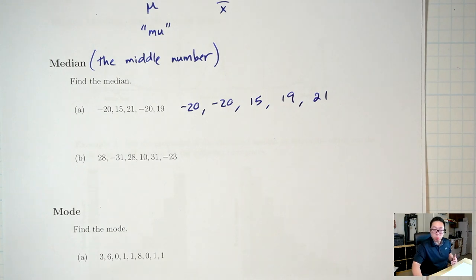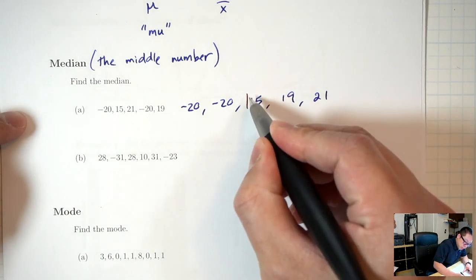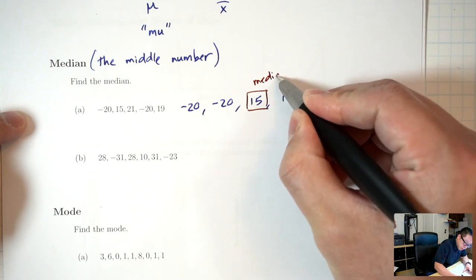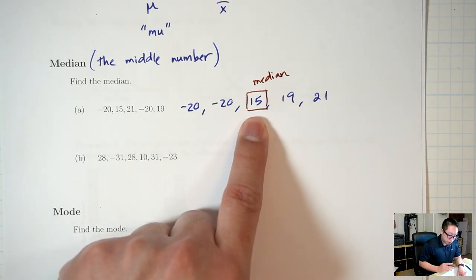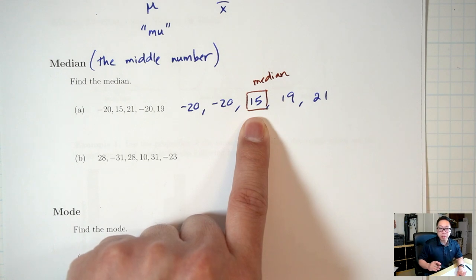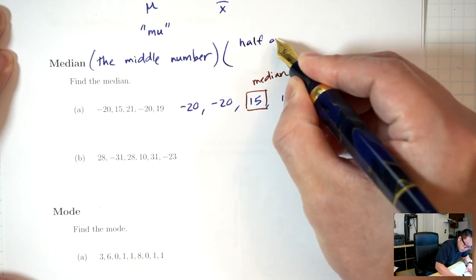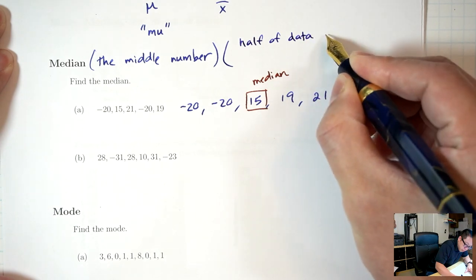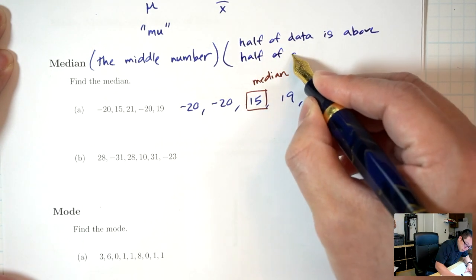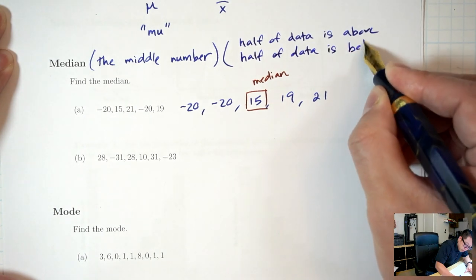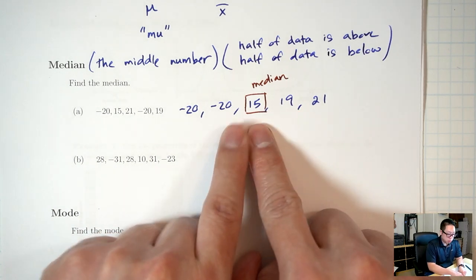So after you put the data in order, the number that's in the middle is the median. In our case here, the number in the middle is 15. So this is the median. So actually, let me clarify. When I say the middle number, I mean the number so that half of the data is above it and half of the data is below. So let me actually include that here. Okay, so 15 is the median because there's two data values above it, and then there's two data values below it.